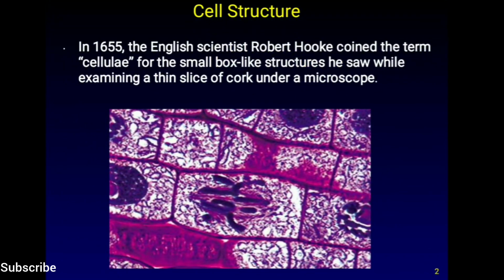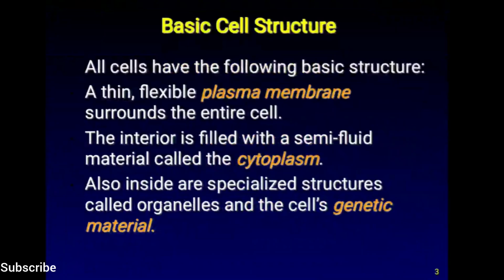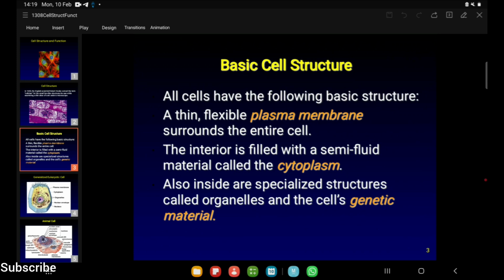In 1655, the English scientist Robert Hooke coined the term cellulae for the small box-like structures he saw while examining a thin slice of cork under a microscope. Next is basic cell structure. All cells have the following basic structure: plasma membrane, cytoplasm, and genetic material.